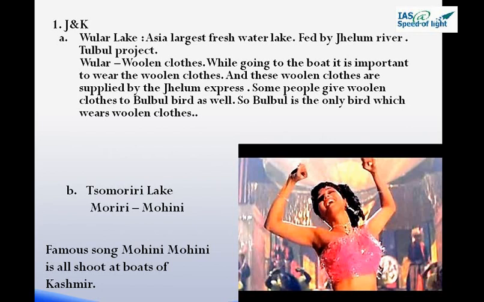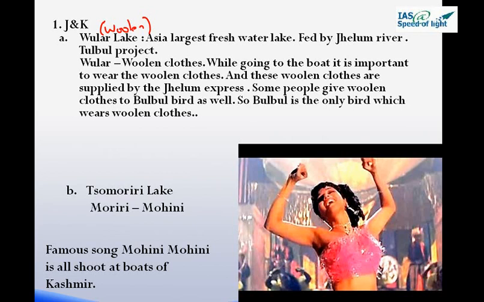From Wular Lake we get woolen clothes, which we wear in winters. So Wular Lake is Asia's largest freshwater lake, and it is fed by the Jhelum River. And one project, the Tulbul project, is also built upon Wular Lake. So for us, Wular Lake is woolen clothes. Let's have a quick visualization. See yourself going on the boat, and people are telling you it is important to wear woolen clothes, because on the water it is really quite chilly. And these woolen clothes are supplied by the Jhelum Express, which carries all these woolen clothes to that particular place.